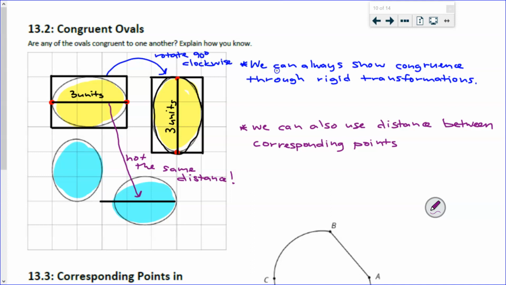Before, I said we can always show congruence through rigid transformations. We're showing or proving congruence through rigid transformations. But here, I'm going to write something different. We can also use distance between corresponding points, not to prove congruence, but to give us clues. That's an important difference to note. To give us clues about congruence. Finish writing that.